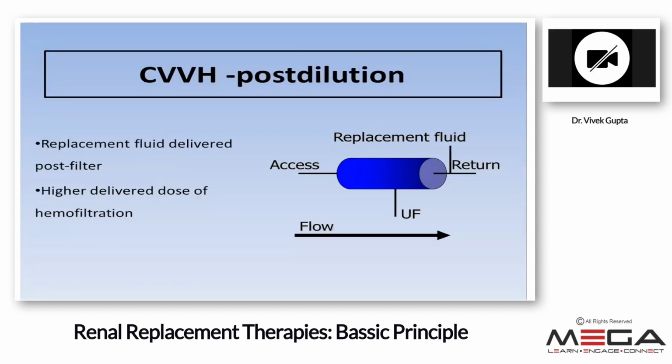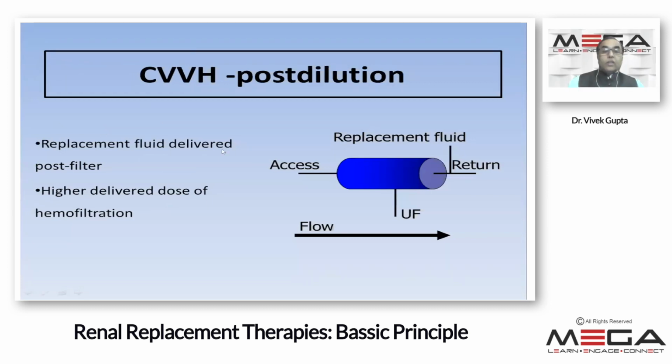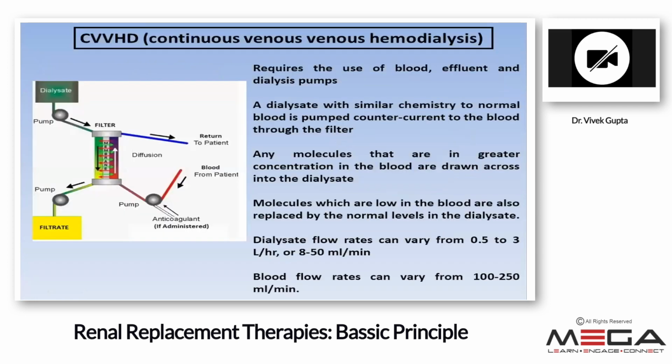And if we are doing a post-dilution, here we are replacing the fluid after the filter. So the highly concentrated blood is actually passing through the filter. So there are more chances of early filter clotting, but the solute removal will be much better as compared to the pre-dilution. So it is always preferable, if you have the opportunity in your machine, to divide your pre- and post-dilution into 1/3 and 2/3 so that you can achieve both.